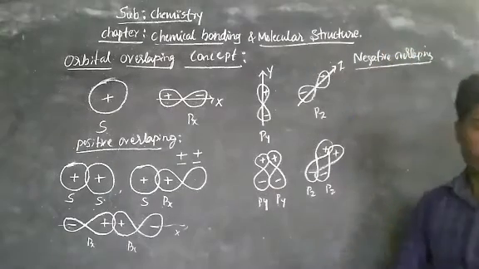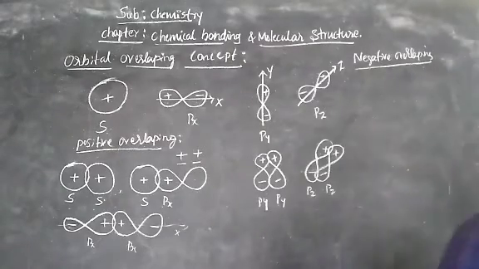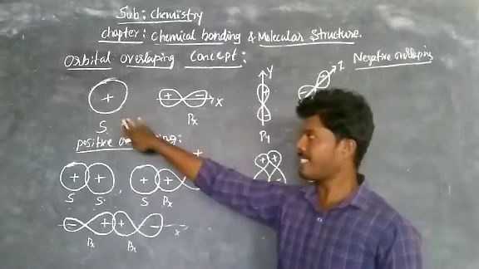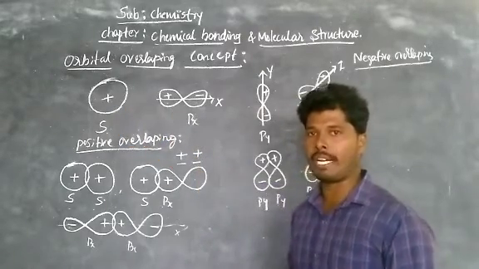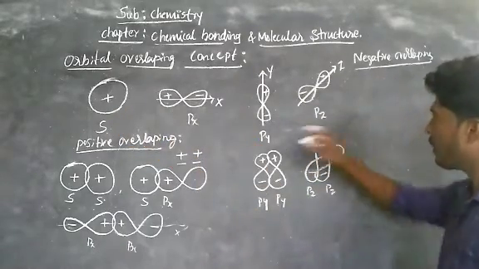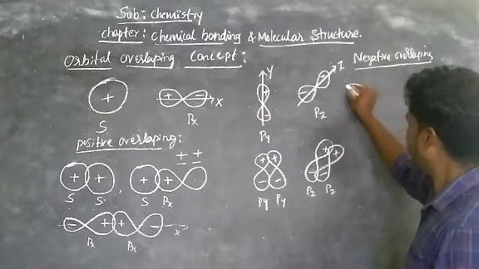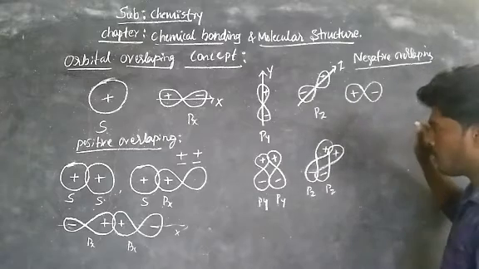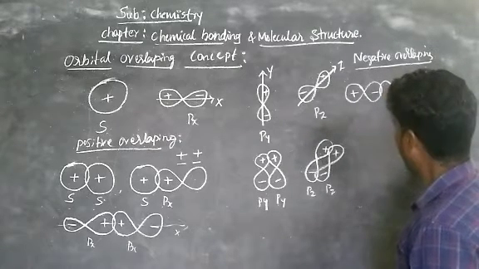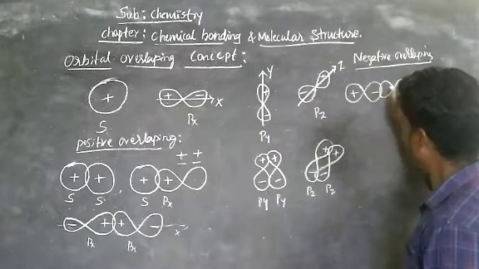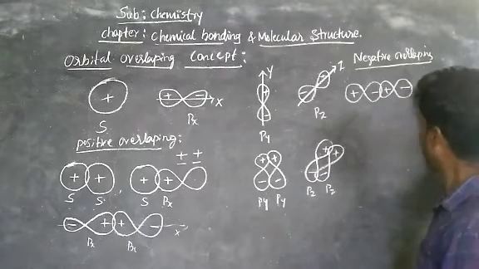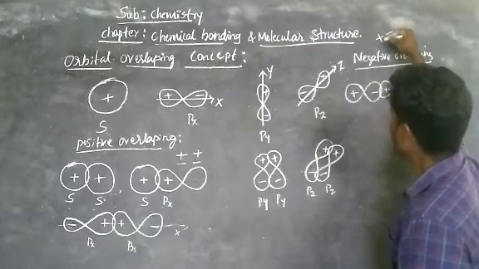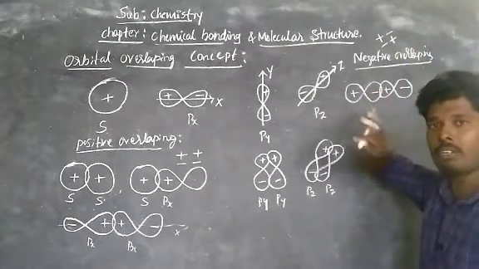In the case of negative overlapping, the orbitals overlap with minus into plus. The s orbital is spherical, so it always carries positive, not directional. Now take negative overlapping. Take the p orbital. One side is minus, one side is positive. Now take one more p orbital. One is positive, one is minus. So negative overlapping is nothing but positive with negative or negative with positive, not negative with negative, not positive with positive.